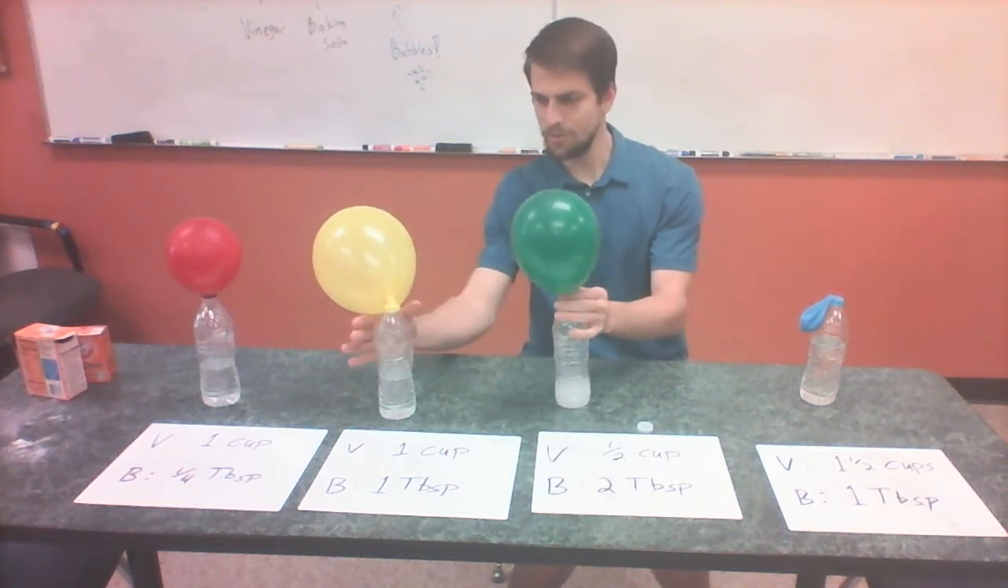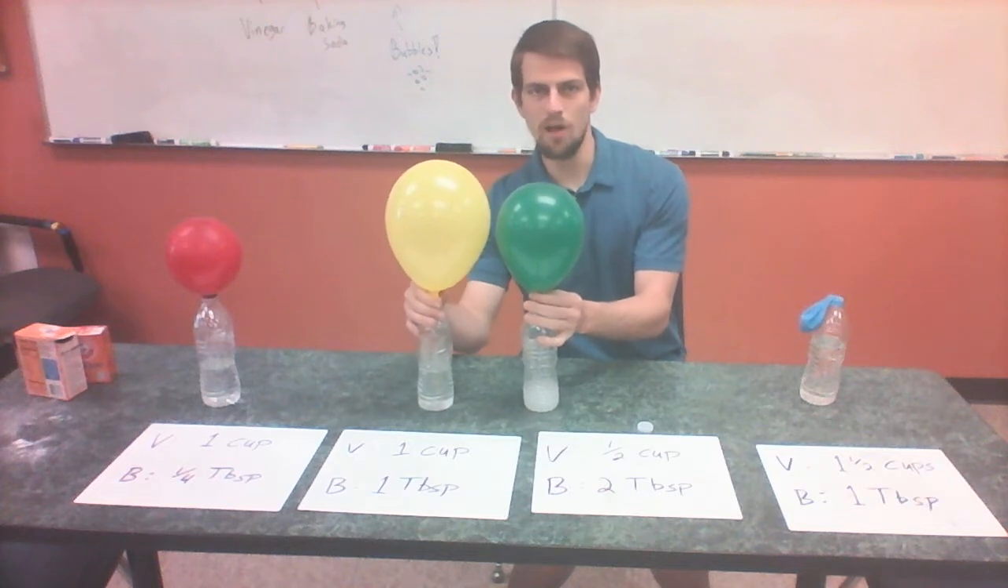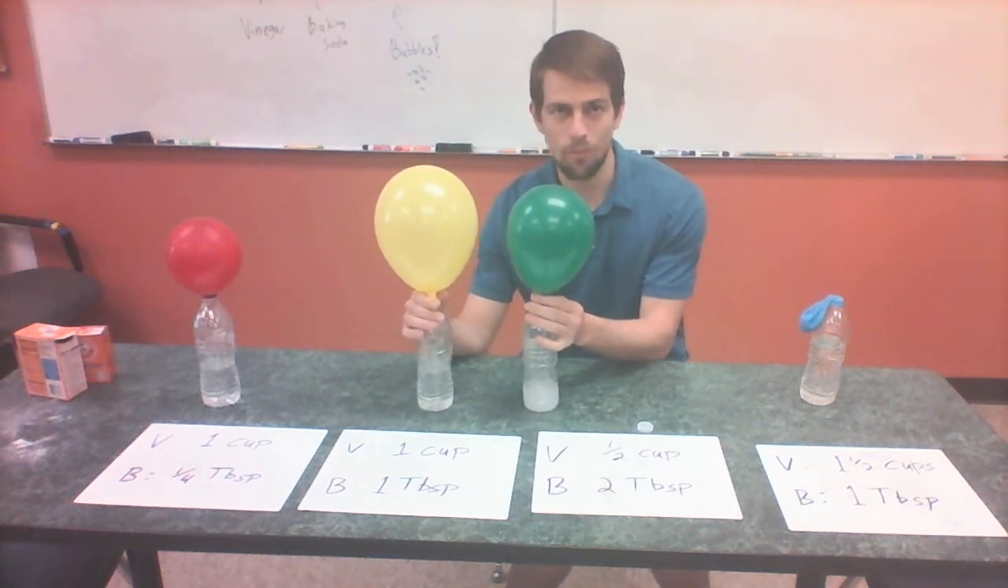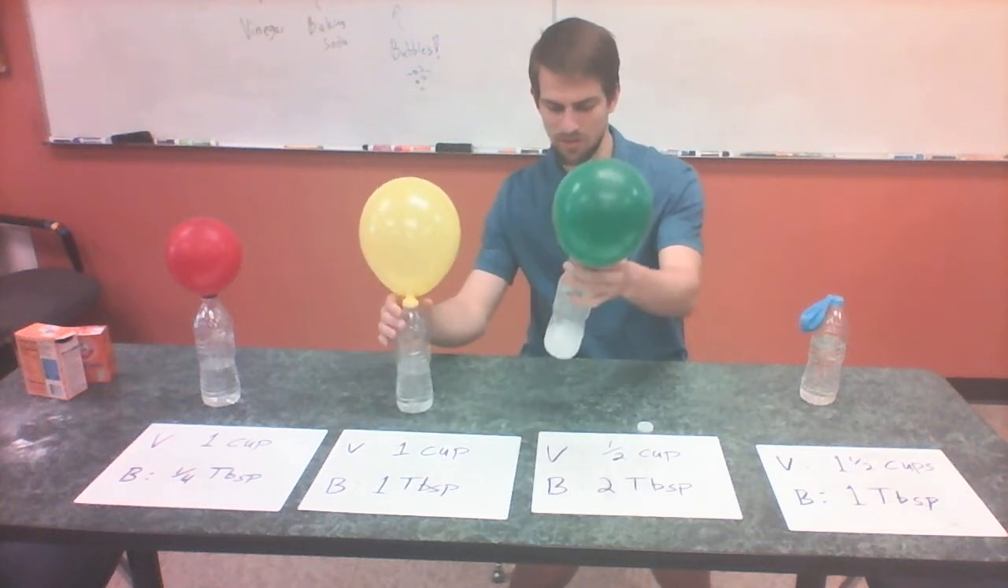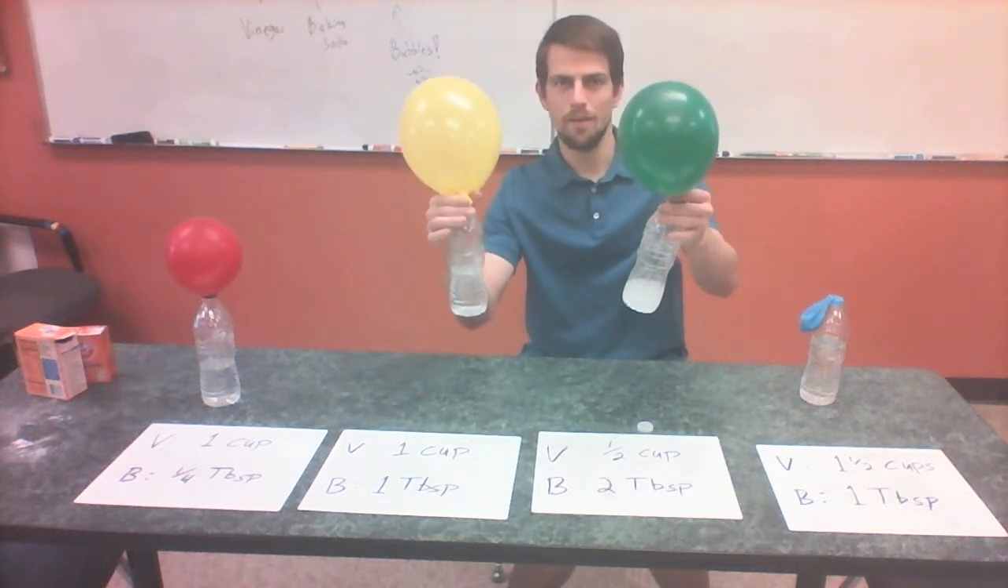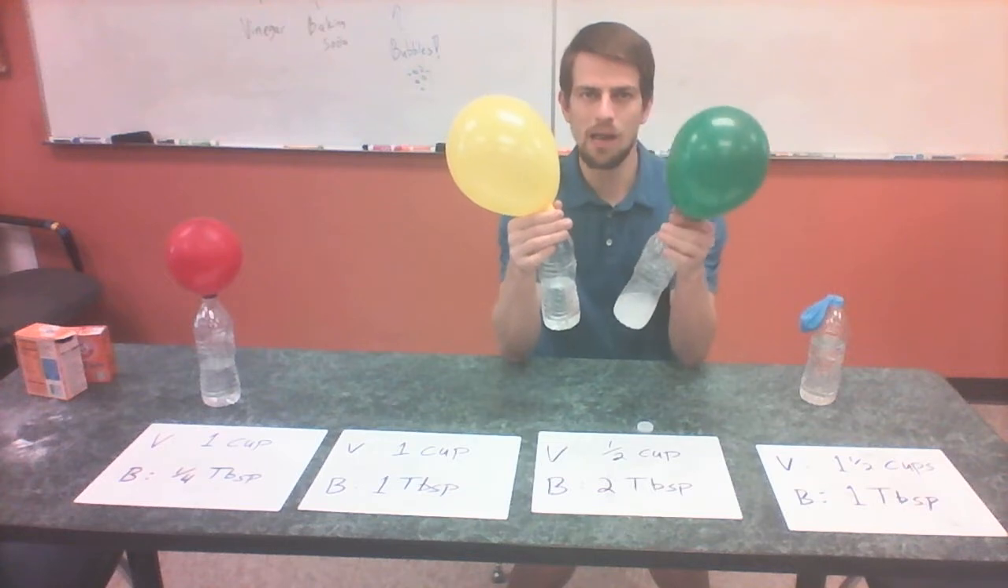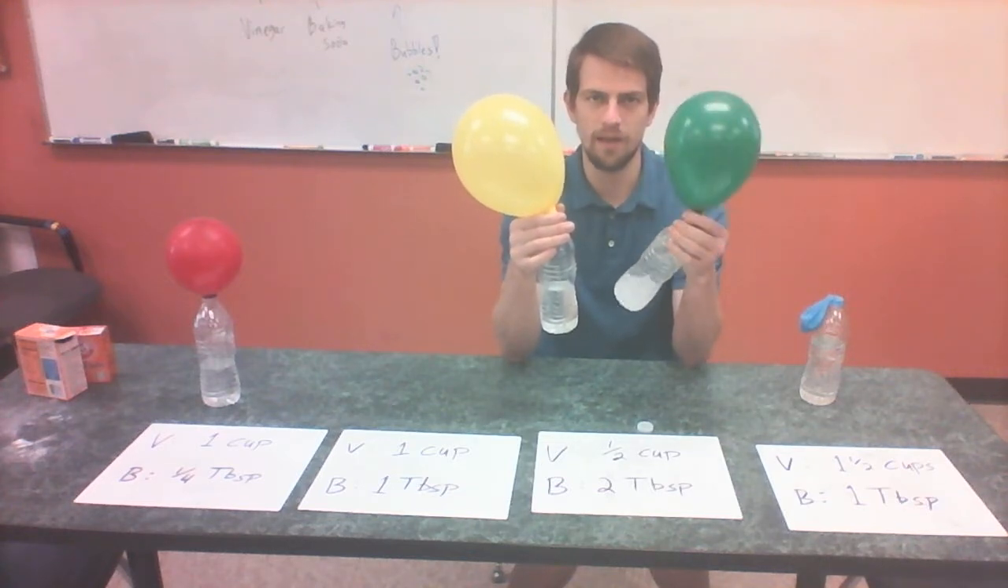Well, interestingly enough, it is smaller than the 1 cup to 1 tablespoon. It is slightly smaller. That is interesting. And I don't know if you can see this from there. Actually, I think you can. Notice how cloudy the green one looks. It looks kind of white.